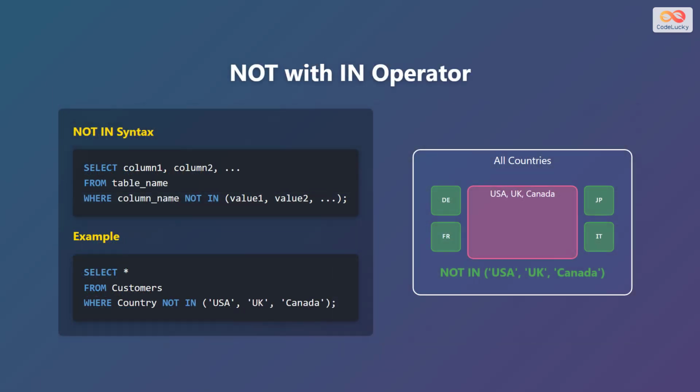The syntax for using NOT with the IN operator is SELECT column1, column2, and so on FROM table_name WHERE column_name NOT IN (value1, value2, and so on). For example, to select all customers not in the USA, the UK, or Canada, you would use SELECT * FROM customers WHERE country NOT IN ('USA', 'UK', 'Canada').